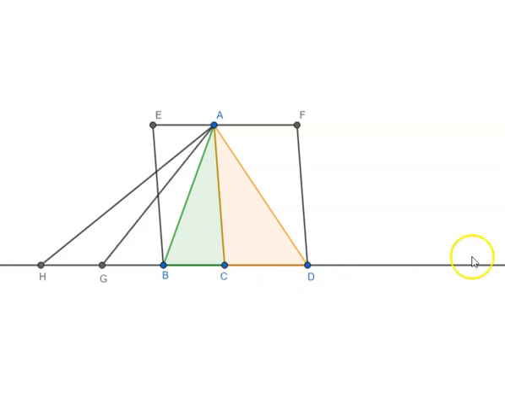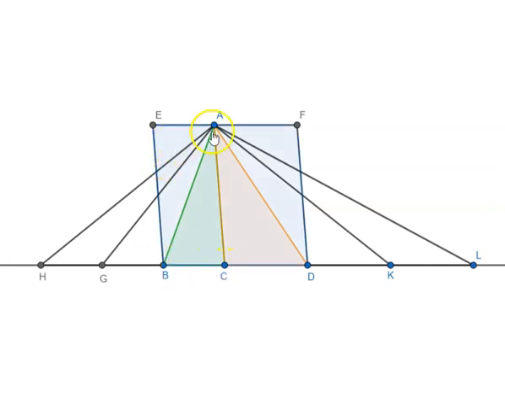Similarly, from this side also, equal to CD, we will mark a segment here, and again one more segment here. So K and L. Let's join these points to A, and let's mark these parallelograms BEAC and CAFD. So we have two parallelograms, and these parallelograms are also under the same height. So our construction is complete. We know BC is equal to BG is equal to HG. That is how the construction went.